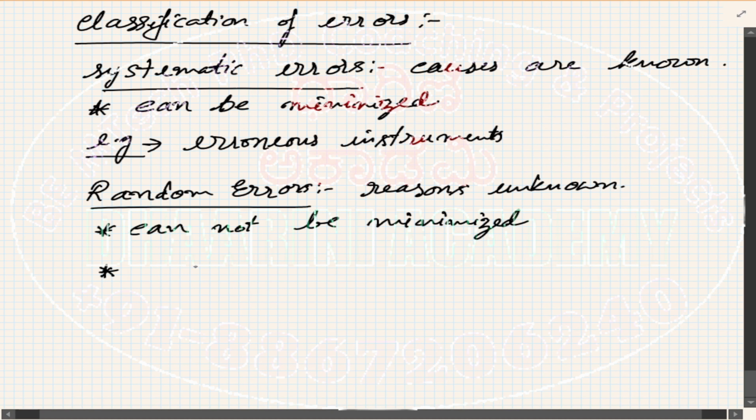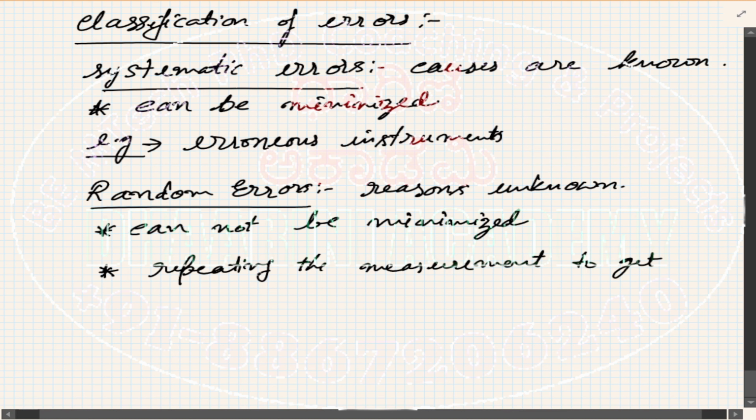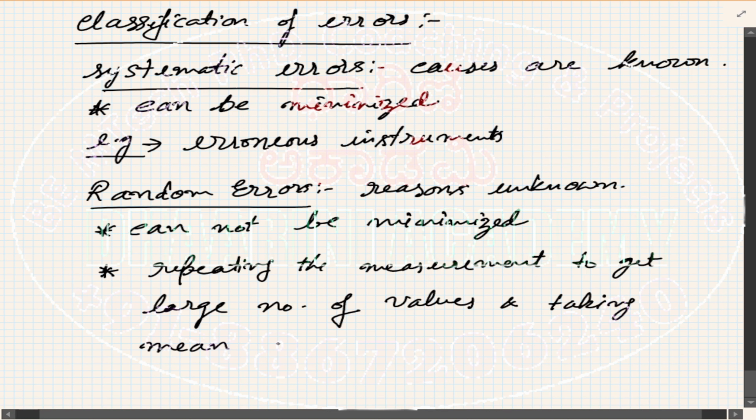Okay, so repeating the measurement to get a large number of values and taking the mean can reduce such errors.